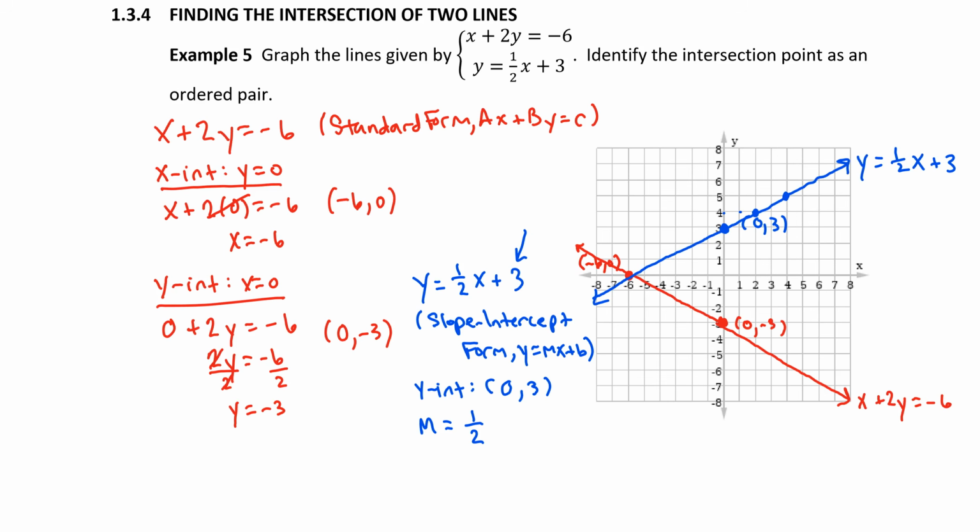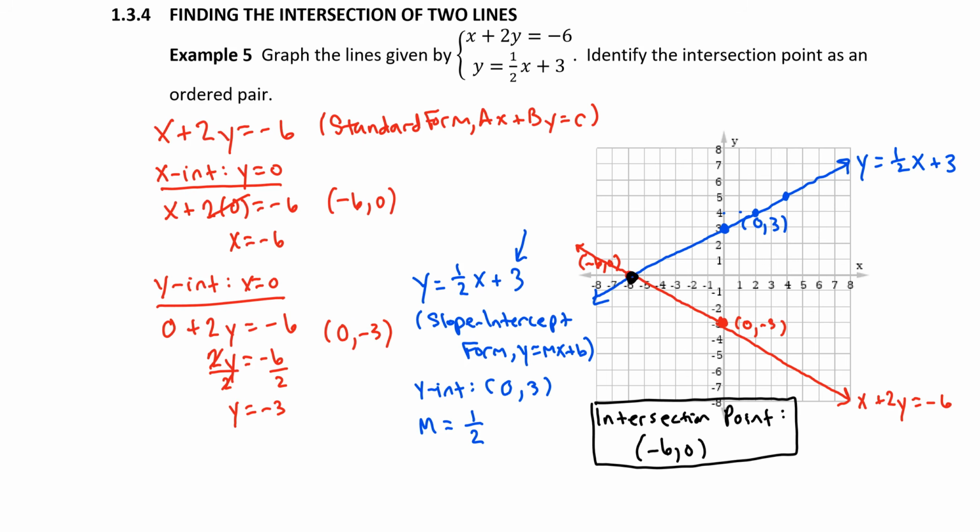Now our goal is to identify the intersection point. It appears that the intersection point is this ordered pair right here, which we have labeled as -6, 0. So the intersection point is ordered pair -6, 0.